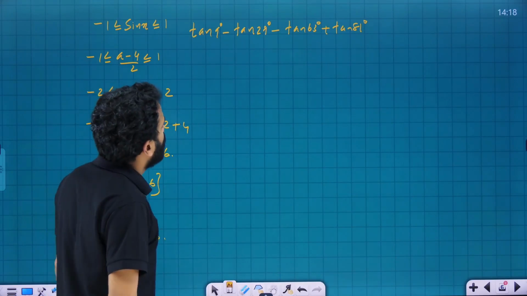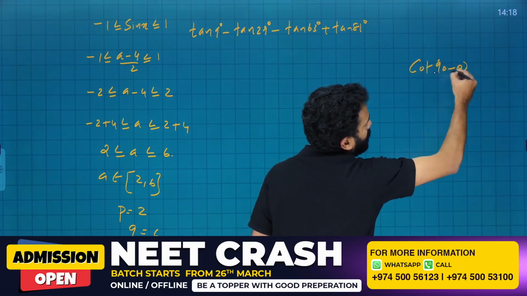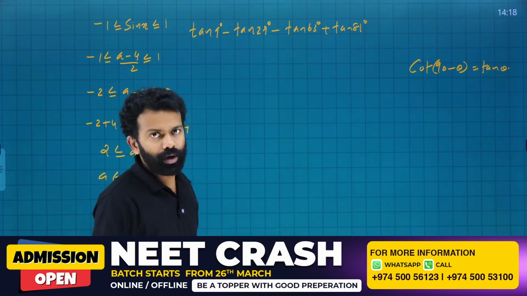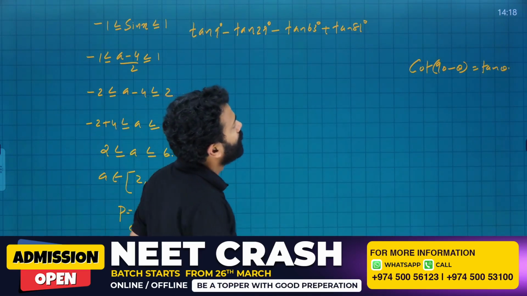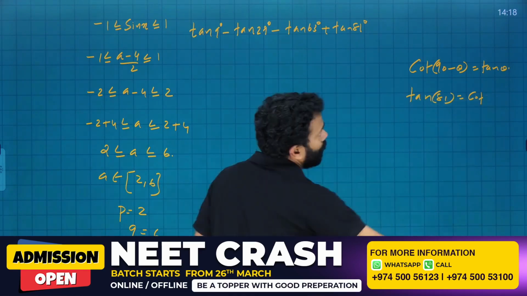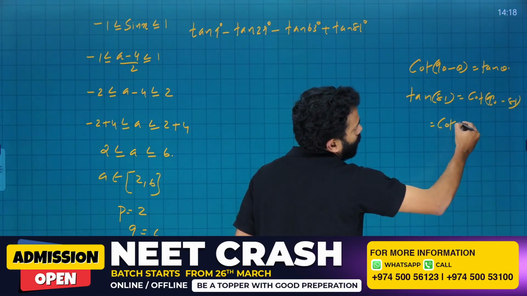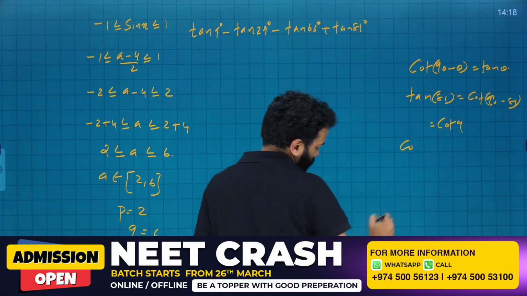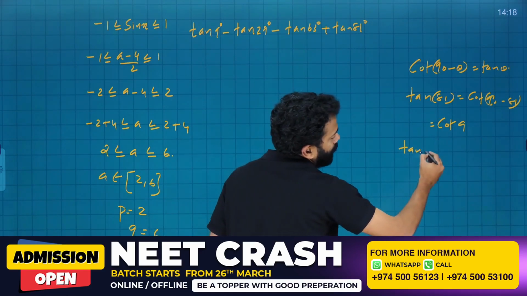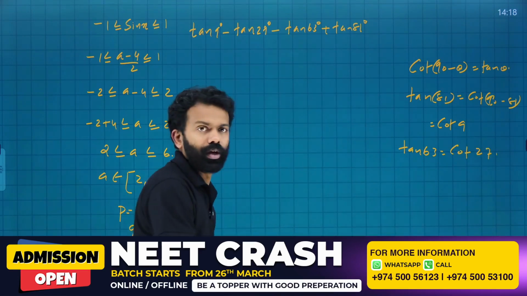Okay, so we know that cot of 90 minus theta is equal to tan theta, or tan theta is equal to cot 90 minus theta. We have to reduce it like that. Therefore, what will be tan 81? Tan 81 is equal to cot 90 minus 81. That is, tan 81 is equal to cot 9. Likewise, tan 63 will be cot 27.